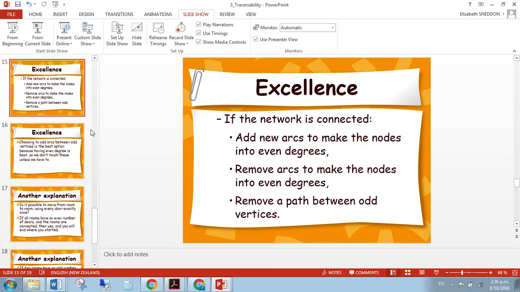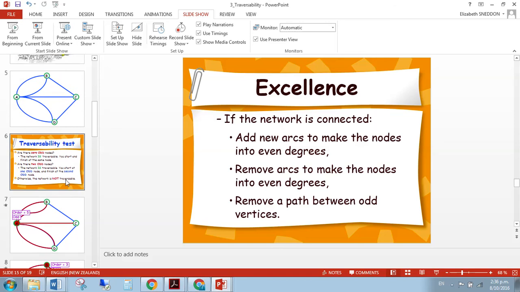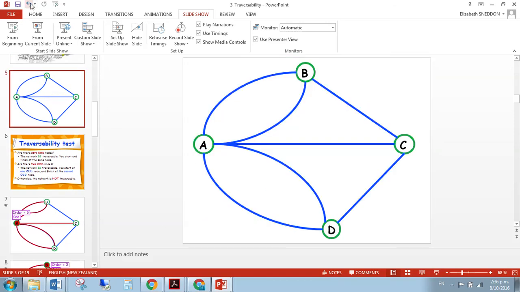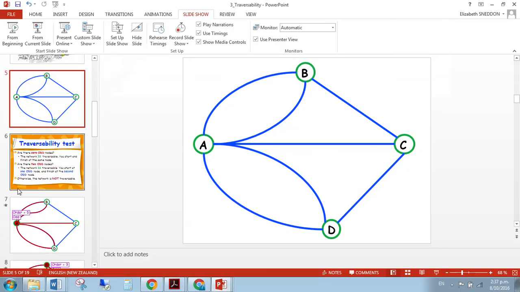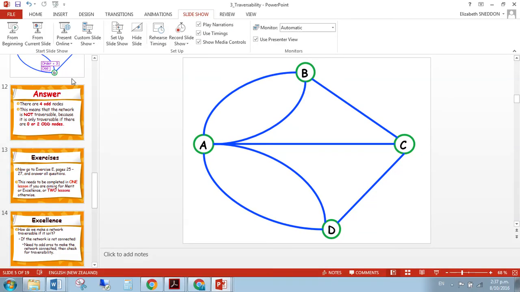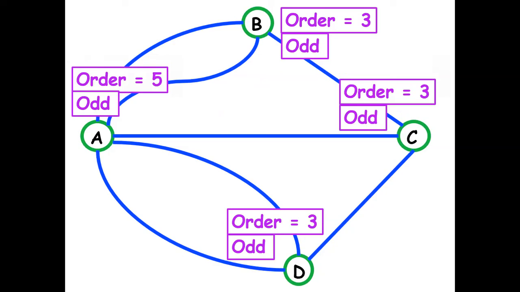Now what does that mean? Let me go back to the diagram here. To make this Koinsberg problem traversable, I want the final diagram here. This is order 5, order 3, order 3, order 3. If I had just 2 nodes that were odd, that would be okay. I can't have 4. 2 would be fine though, 2 would be traversable.